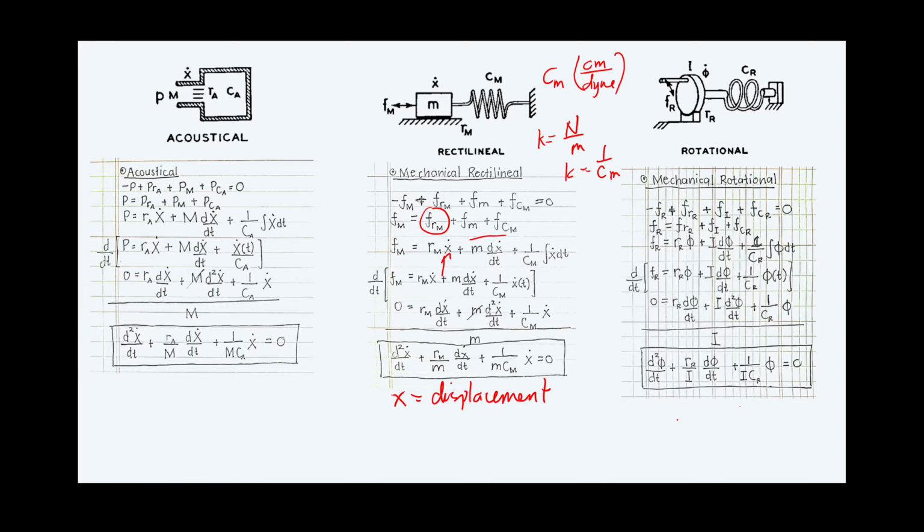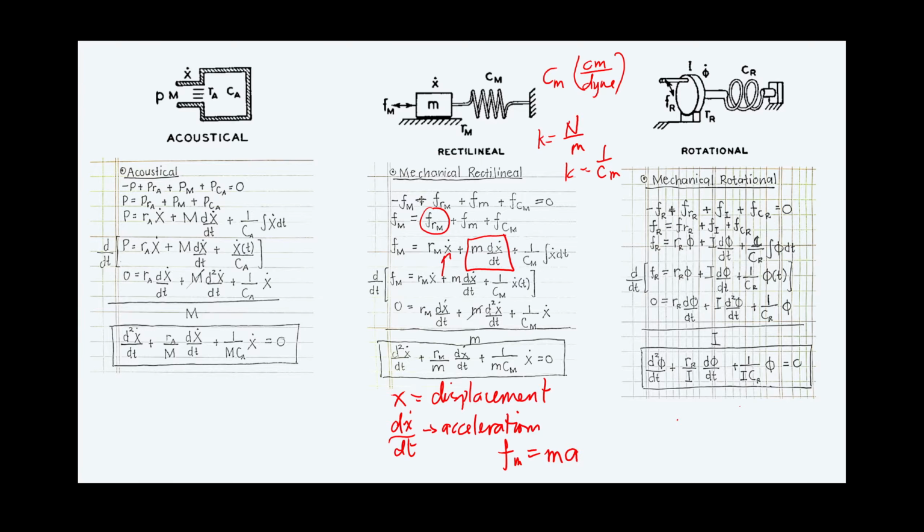The most obvious here is the m dx dot over dt. The dx dot over dt is actually the acceleration. So meaning Fm is equal to mass times acceleration. This is the weight of the block. So basically that is your inductance.